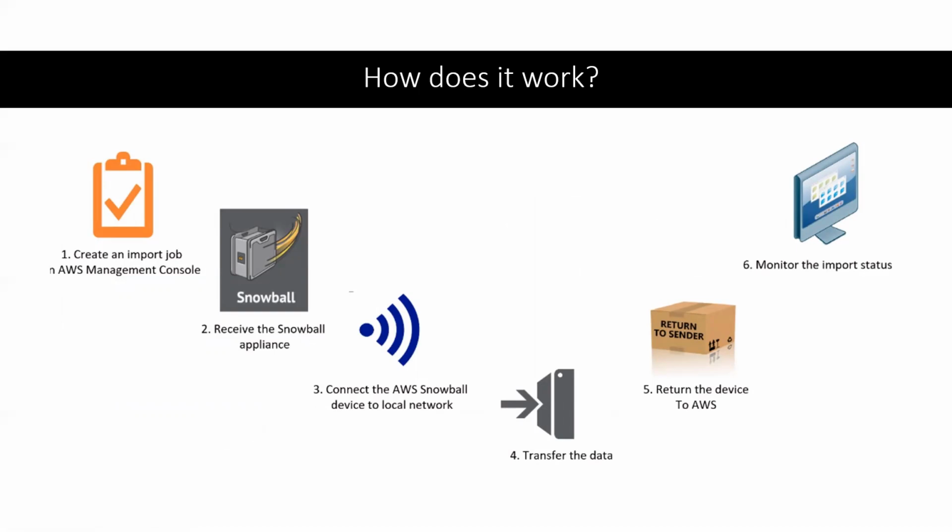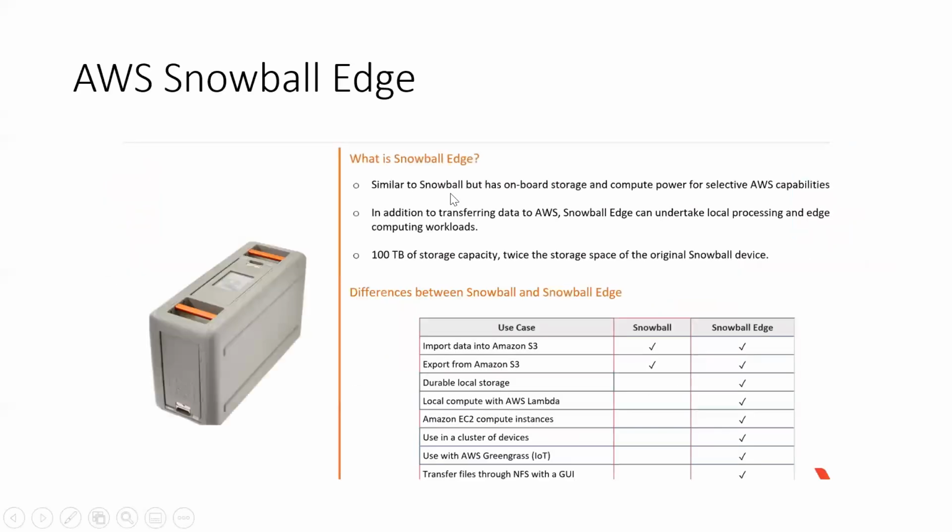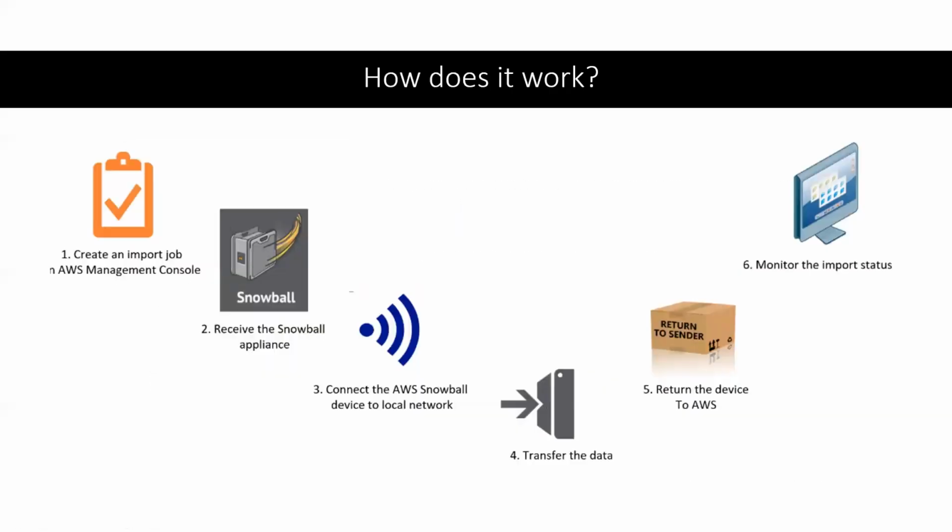You get this physical device, you connect that device to your local network, transfer the data, return the device to AWS, and you just monitor the status of whatever amount of data has been imported and how much data has been transferred. So any questions here?